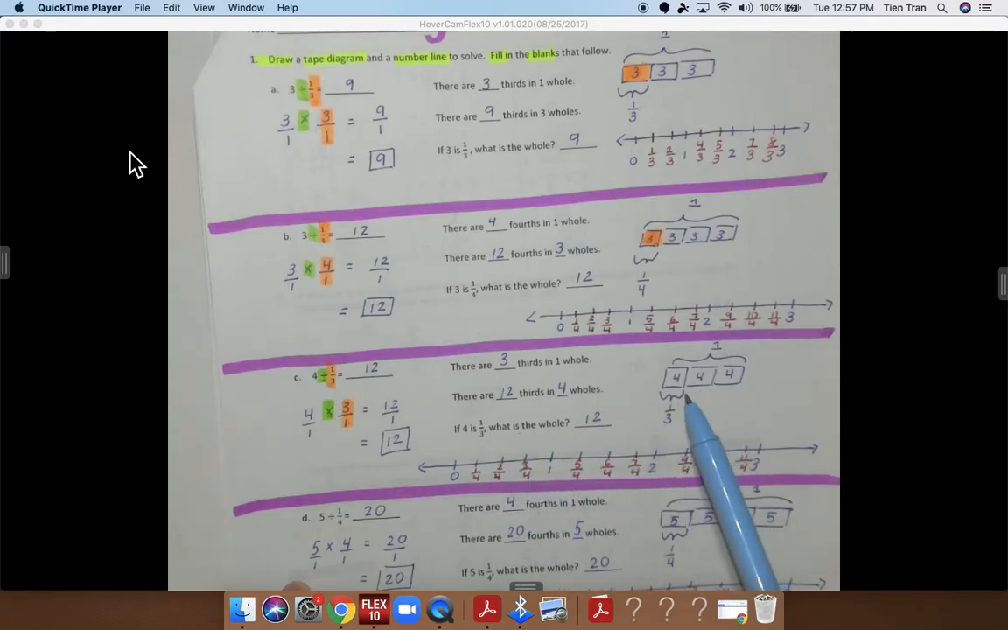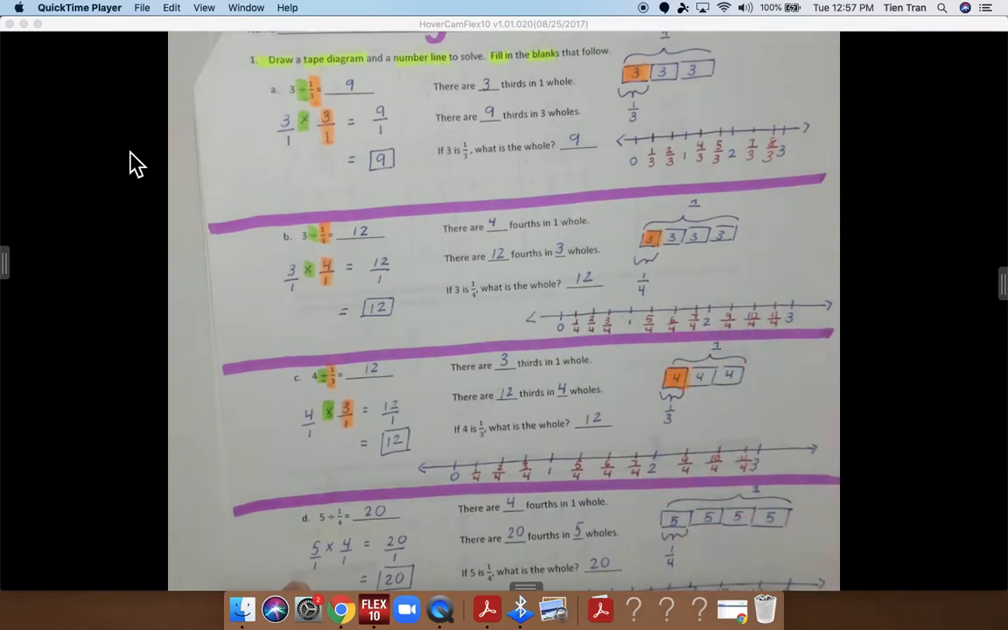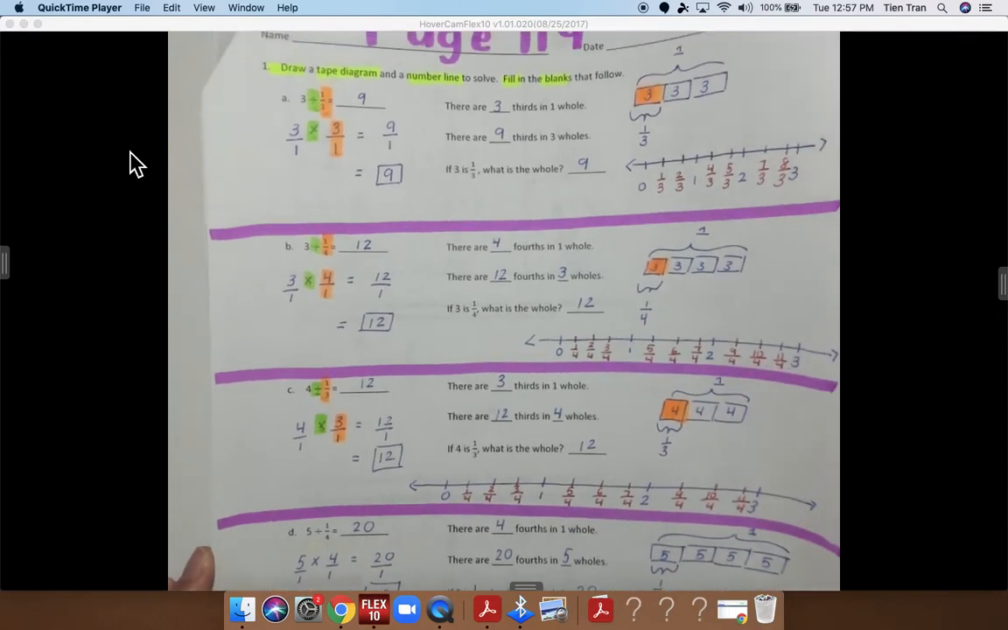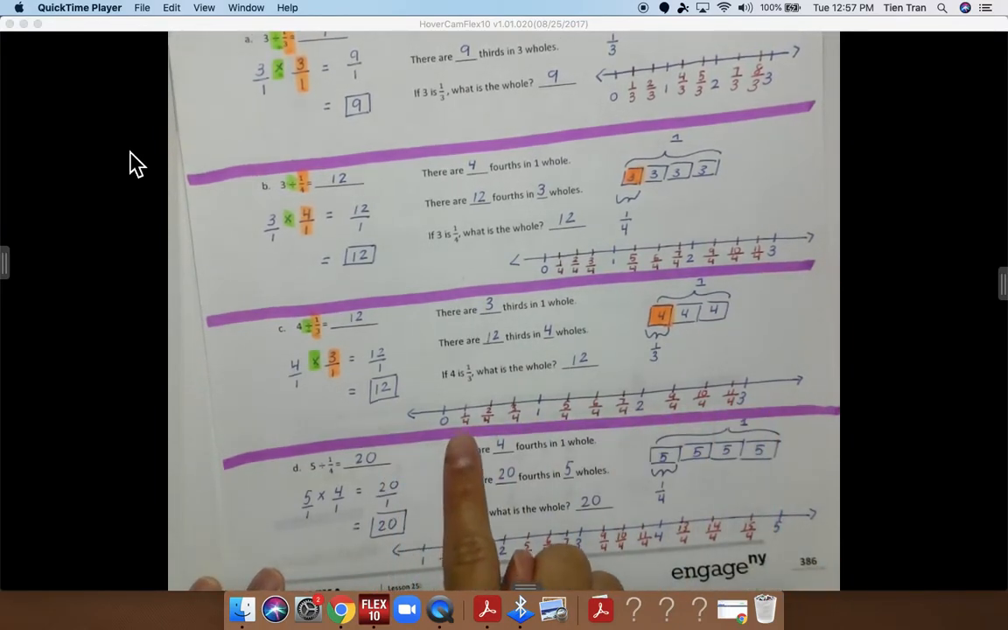That would be 12. So if you notice here, we have 4, which is 1/3 of 1 that we're looking for. This is also the number line. It is being divided into fourths.